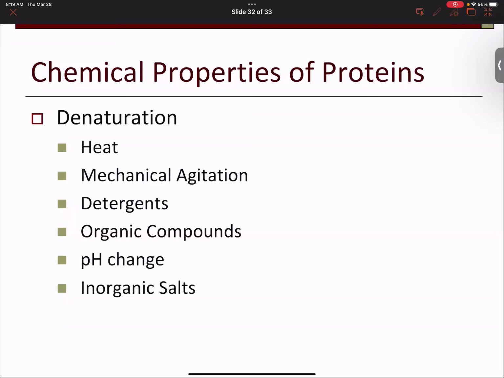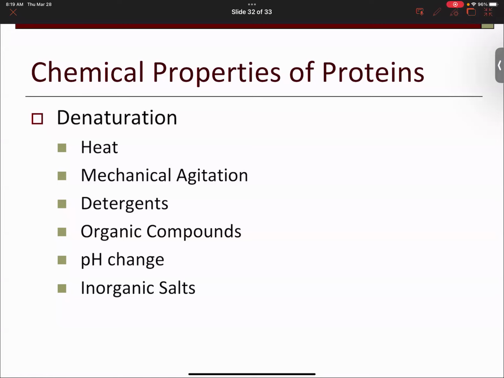Same thing over here. There was a polar section. You could have a polar section of your protein. And if that polar head comes in, it can disrupt the polar section of your protein. So detergents are one way to interrupt.